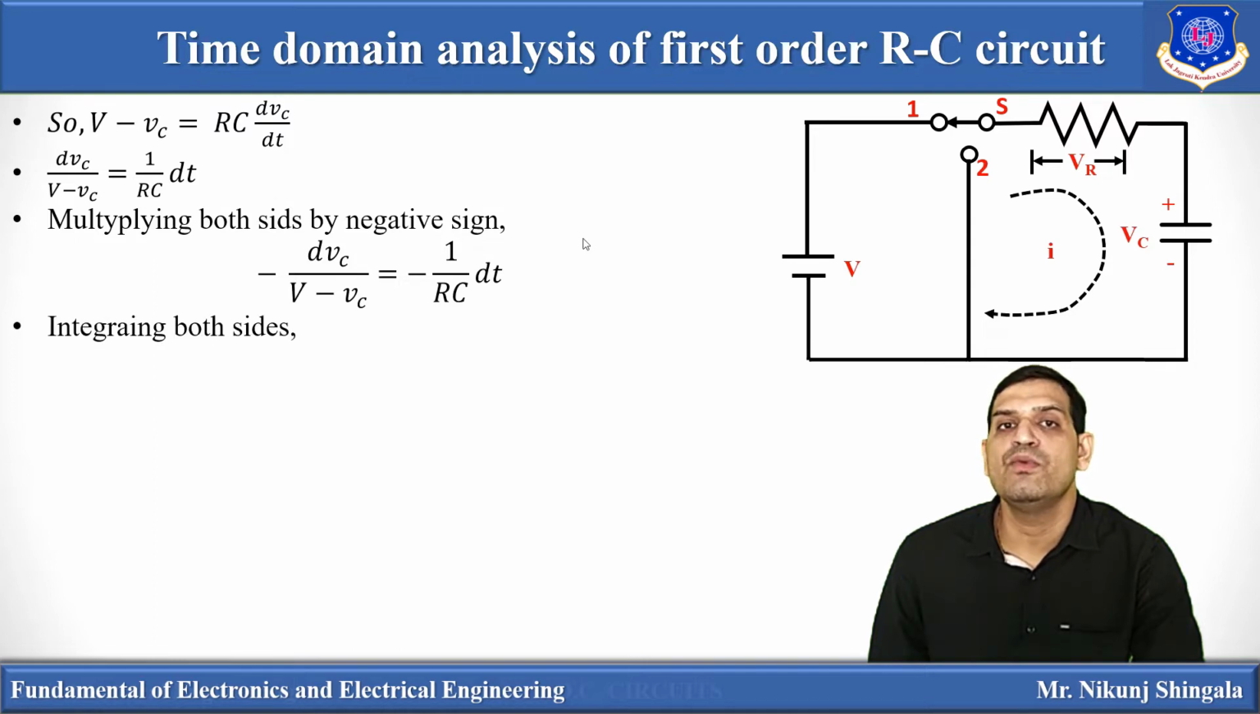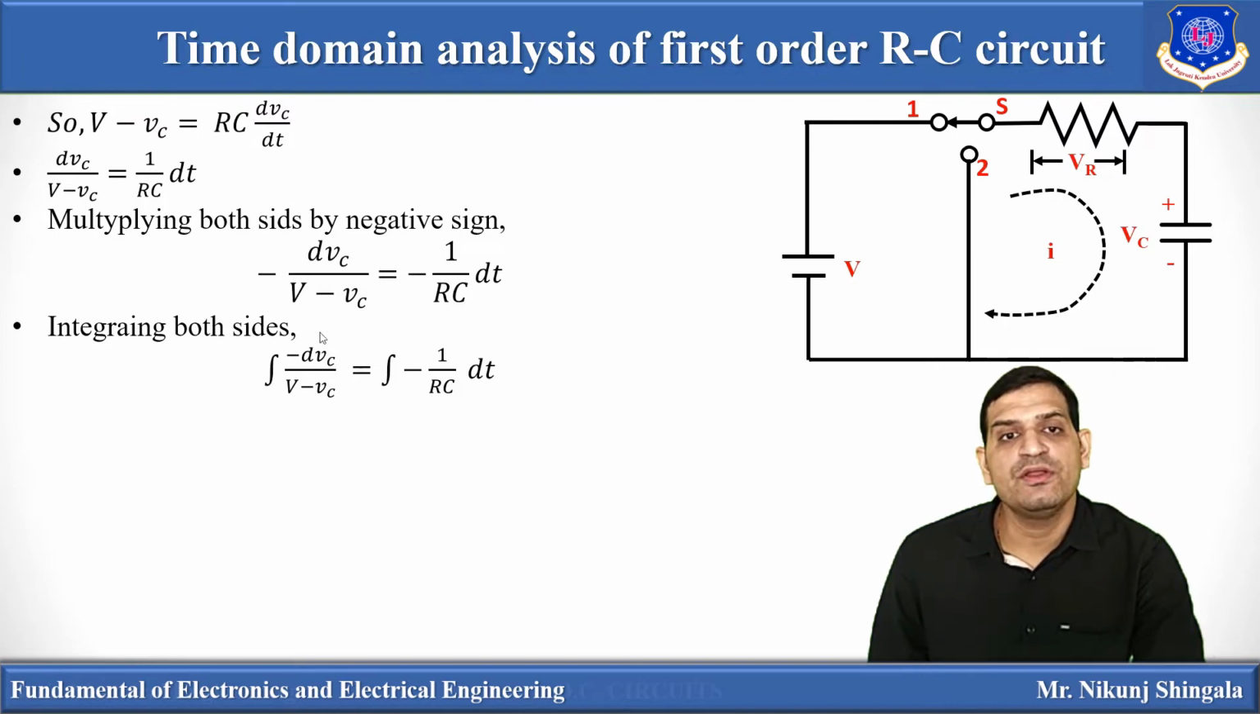Now taking integration on both the sides, integration of minus dVc divided by V minus Vc is equal to integration of minus 1 divided by RC into dt. The left hand side integration is done with respect to Vc, and the right hand side integration is done with respect to the time variable t.